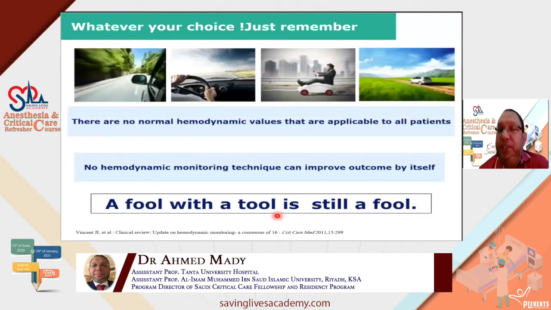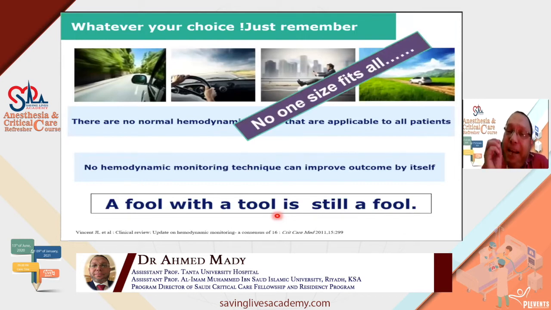Another important message: no one size fits all. You cannot drive your car on different roads at the same speed, right? I cannot say, when somebody tells me the normal cardiac output is 5 liters per minute and the normal MAP is 65, no, I don't have normal. I have adequate. I have a parameter which fits me, not you, not the other one, right? So if you have an adequate parameter, this is the normal of this patient.